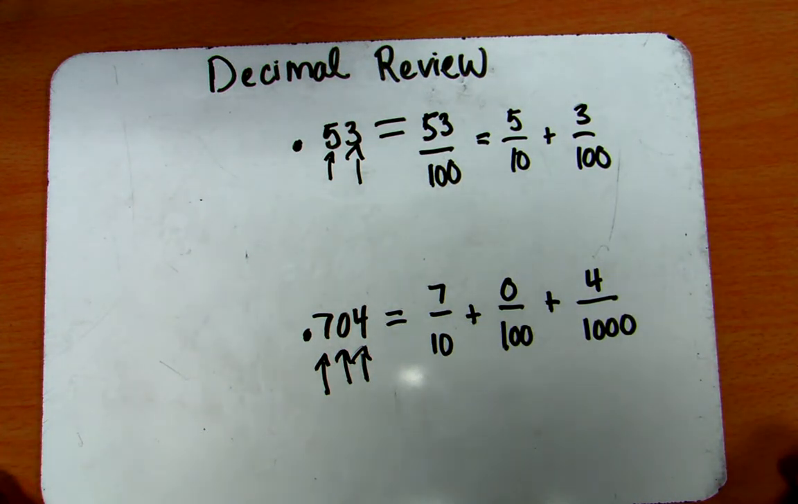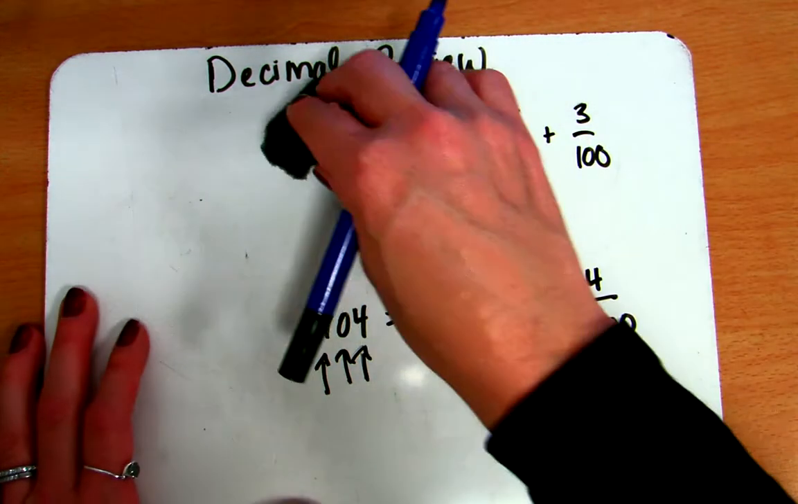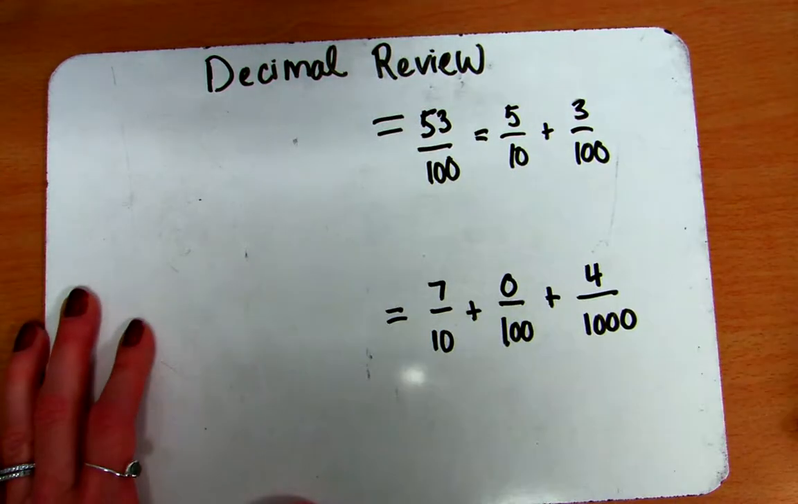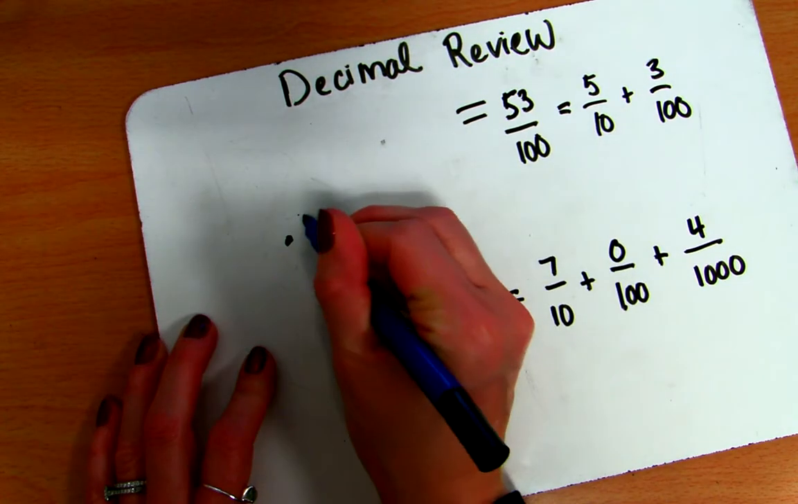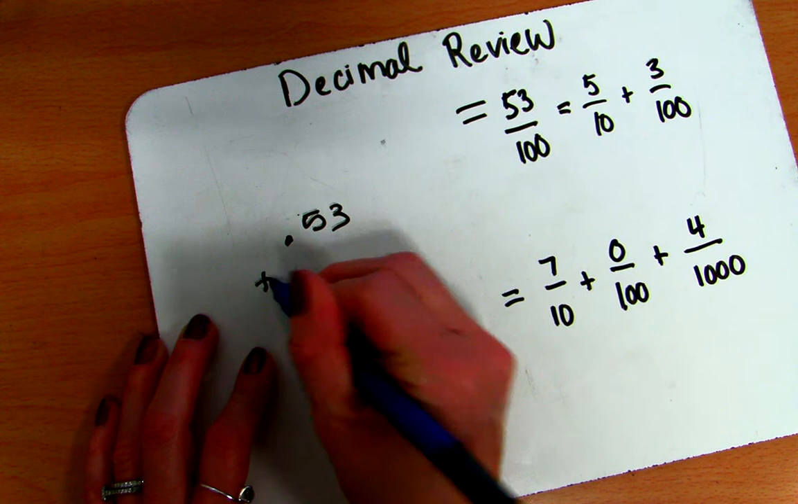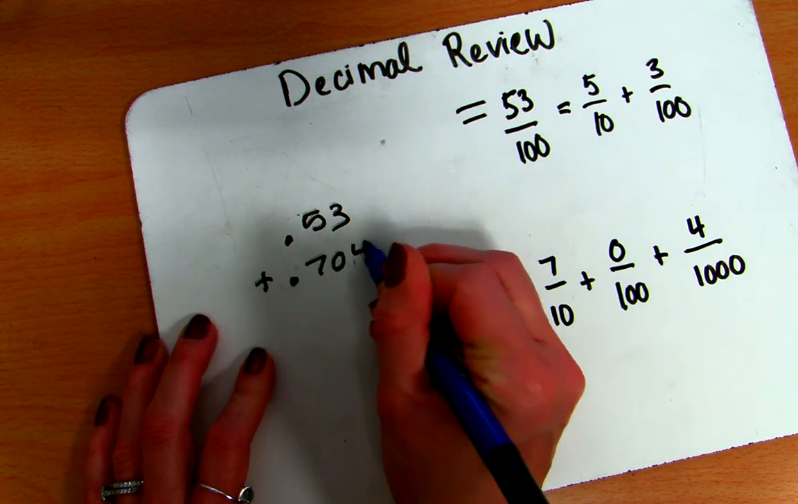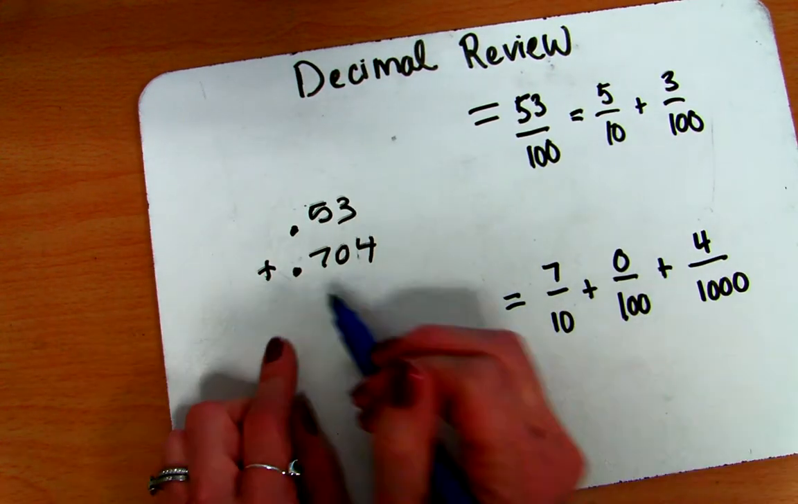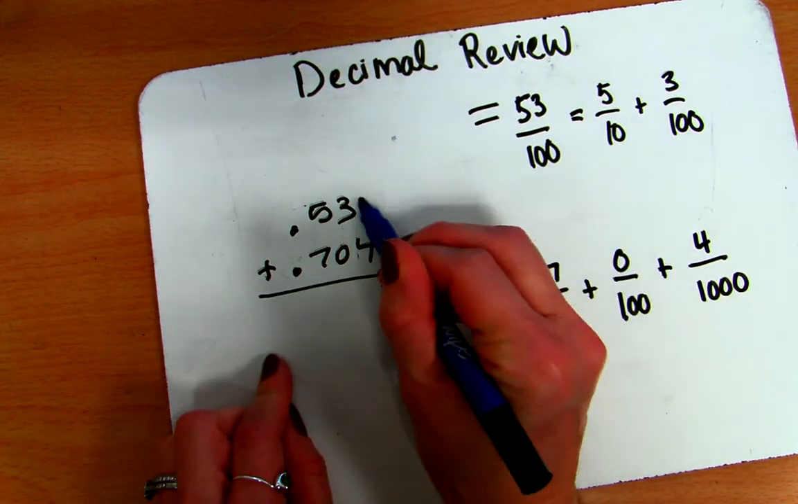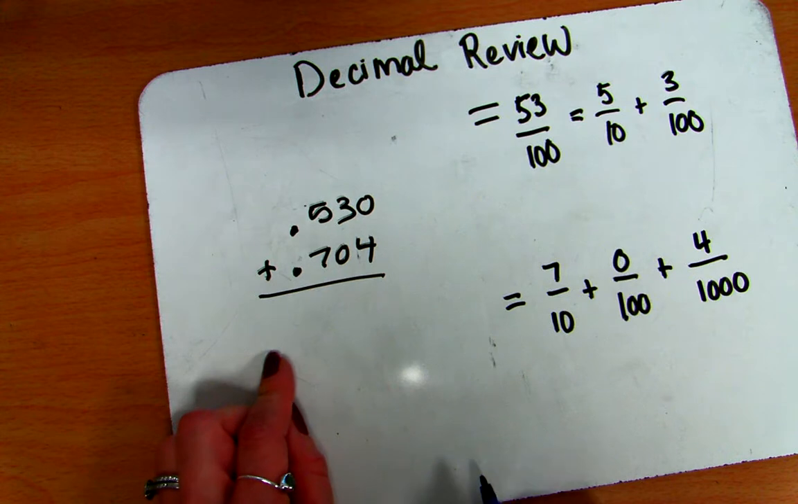So why is thinking about it this way important when we add and subtract decimals? Well, it matters because when we add and subtract decimals, everybody knows we need to line up the decimal points. Okay? So if I were doing the problem 0.53 plus 0.704, I know I have to line up my decimal places. Right? I could put a 0 here if I wanted because it makes me happy.